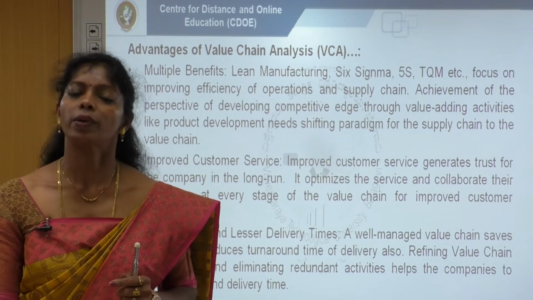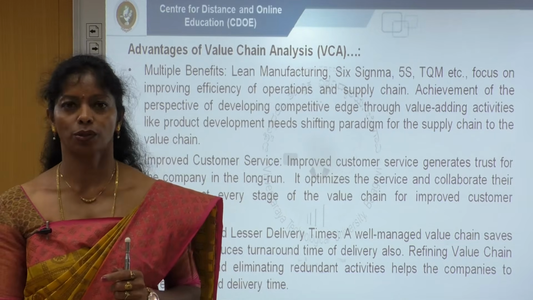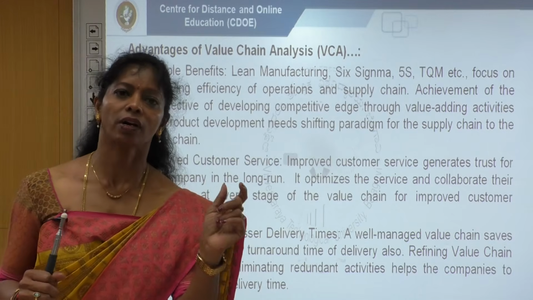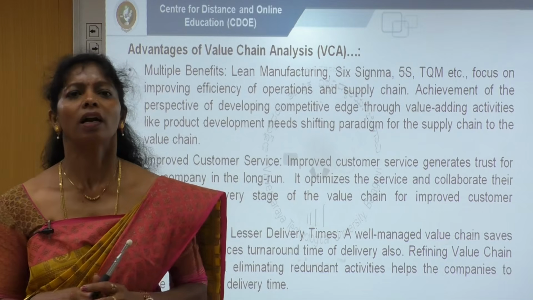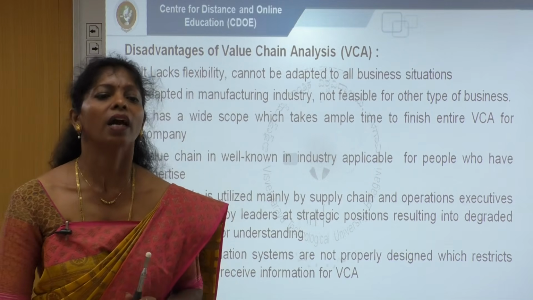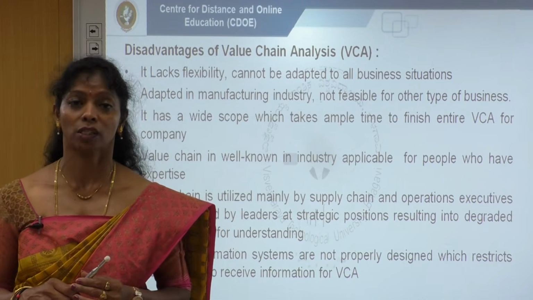See, with anything good, there will be consequences also. Negatives or demerits can be observed too. Like a coin has two faces, a head and a tail, any product, anything, will have merits and demerits also. So there are certain demerits or disadvantages, like it lacks flexibility. Value chain analysis cannot be adopted for all business situations.